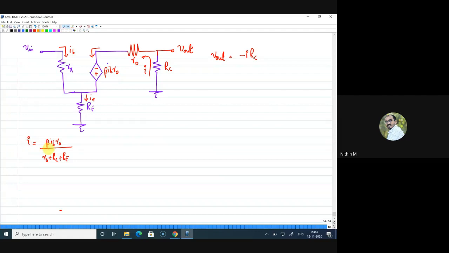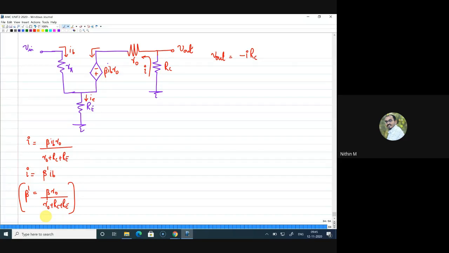Now, I is written as beta into IB into R naught by R naught plus RC plus RE. Since it is a big equation to handle, I'll rewrite this I as beta dash into IB, where beta dash is equal to beta into R naught by R naught plus RC plus RE. This is just for our ease of calculation, right? So it is beta dash into IB.